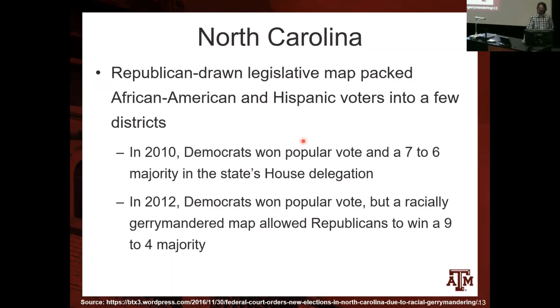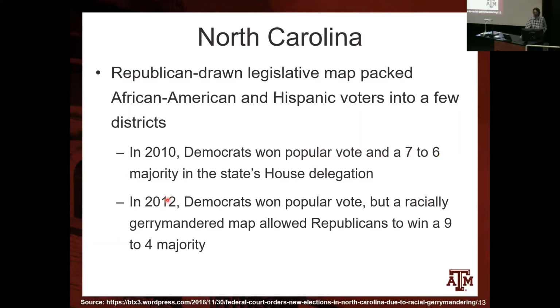So one clear example happened in North Carolina. A Republican-drawn legislative map packed African American and Hispanic voters into few congressional districts. So what happened? In 2010, before this new map was drawn, Democrats won the popular vote, and they won 7 seats in the state's House delegation, and Republicans won 6. So they won the popular vote, and they won more seats, 7-6.